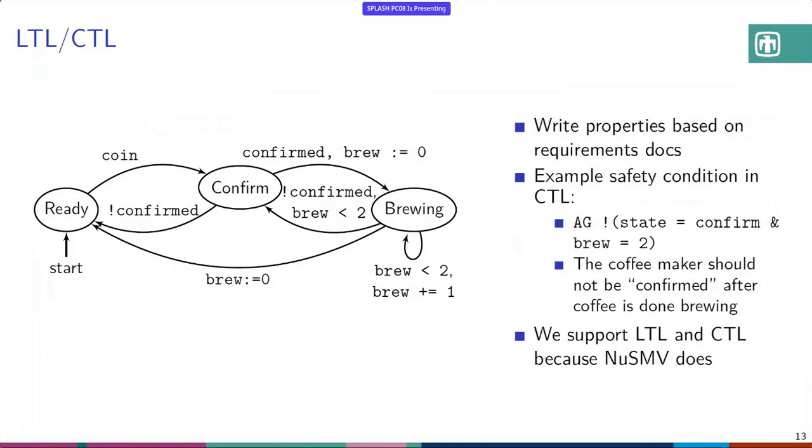is done brewing. So we can notice that the brew equals 2 condition is when the coffee maker is done. That variable is set to 0 when you go back to the ready condition. So we have this property, but we use NuSMV as our backend for model checking to ensure that these properties, whichever ones we might write, are upheld.